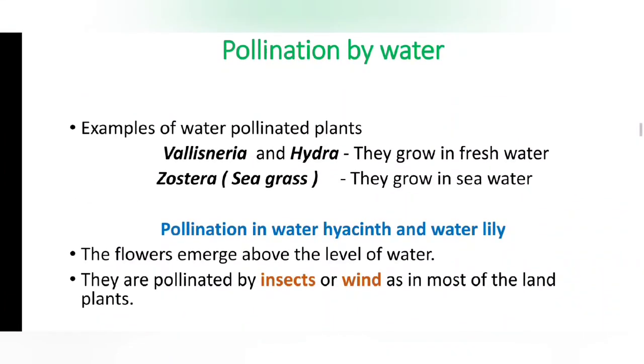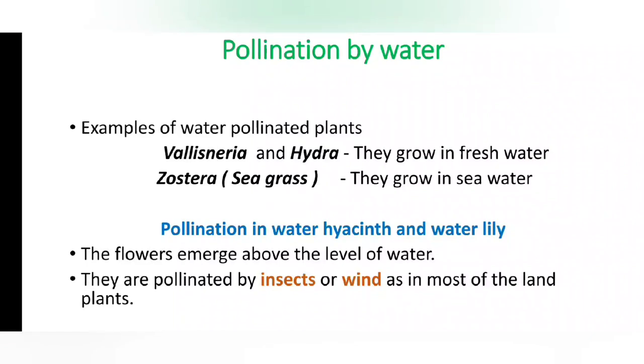Again, continuing pollination by water. Examples of water pollinated plants: Vallisneria and Hydrilla. These two plants grow in fresh water. Next one is Zostera, otherwise seagrass. They grow in sea water.